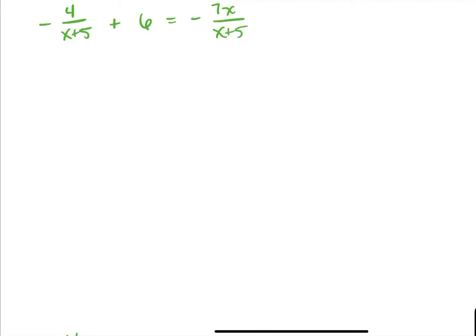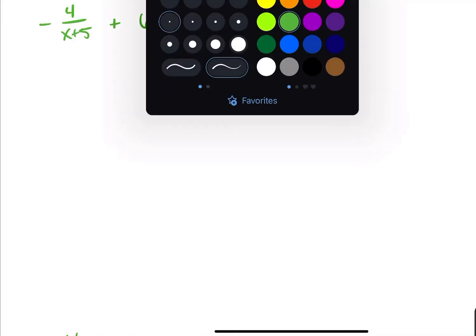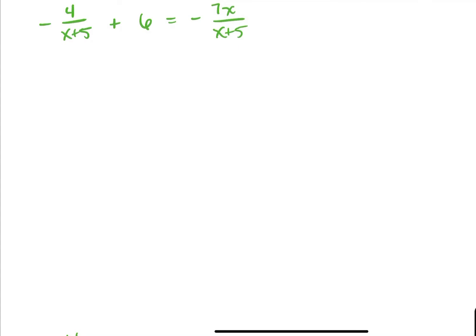Okay, so for question number 1, we notice that 2 of these terms have the same denominator, x plus 5, but 6 does not. So I'm going to make it have the same denominator of x plus 5. So let's start by rewriting 6 as 6 over 1, and then to get that common denominator, I'm going to multiply by x plus 5 over x plus 5. I'm going to put parentheses around here so that I remember I have to distribute that 6.